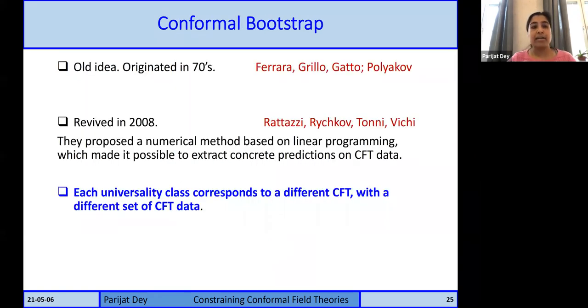Now this is an old idea that originated in the 1970s due to Ferrara, Grillo, Gatto, and Polyakov, but it was revived in 2008 by Rattazzi, Rychkov, Tonni, and Vichi. So they used a numerical method based on linear programming, and they extracted some critical exponents for the Ising model. And each universality class corresponds to a different CFT with a different set of CFT data.